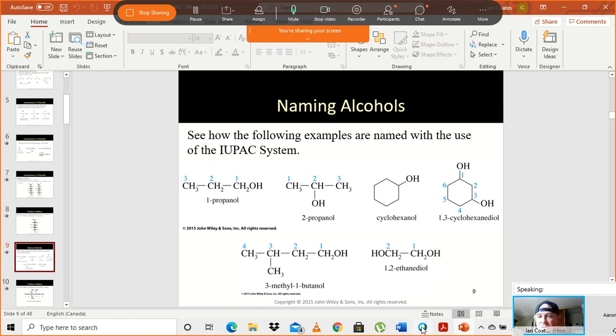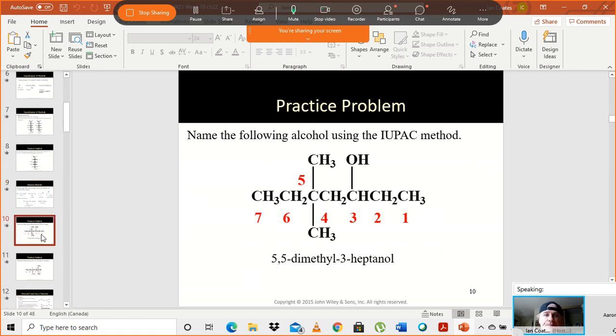This one here, I like it. Find your longest carbon chain. 1, 2. It's an ethane. I got 2 alcohols on here, and you've got to tell me where they are, because this could be 1,1-ethanediol. Right? So there's 2 there, so it's 1,2-ethanediol. Any issues with that, let me know.